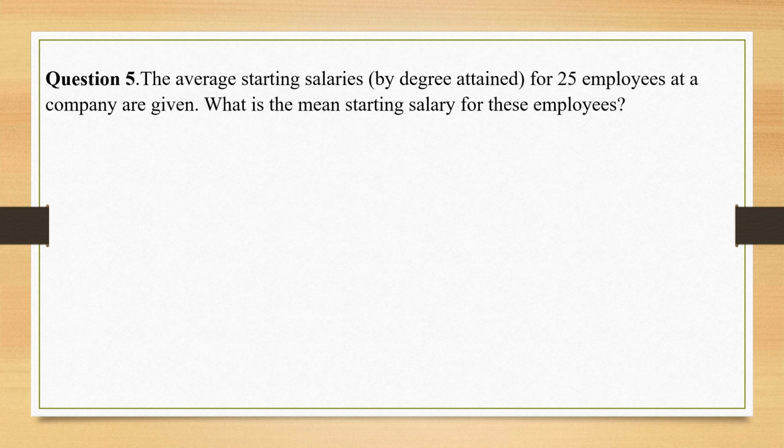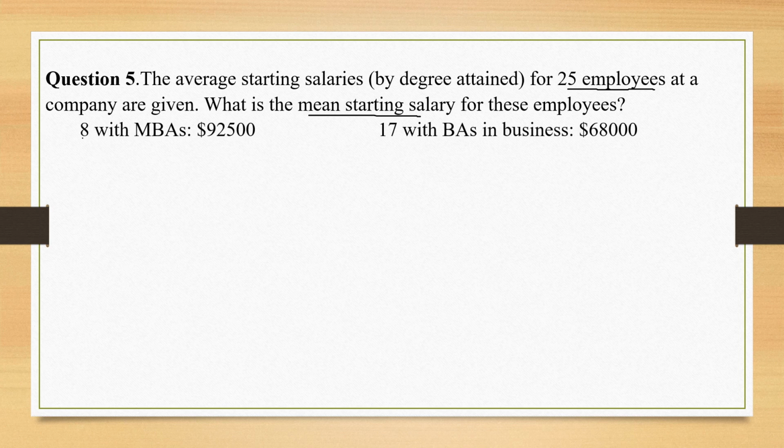Okay, so dear student, now in this question number 5, the average starting salary by degrees attained for 25 employees at the company is given. What is the mean starting salary for these employees? Let's say 8 employees have a salary of $92,500, and 17 employees are BAs, their salaries are $68,000. We need to find out the mean starting salary for these employees.